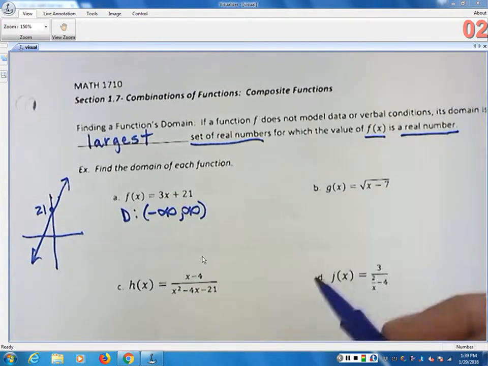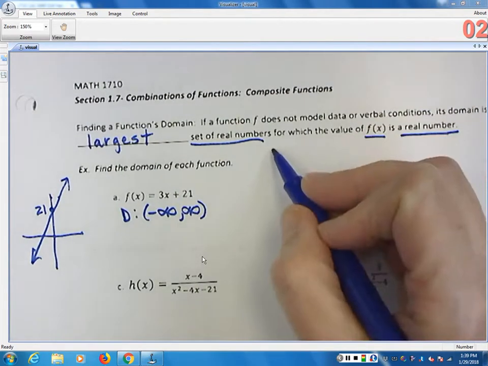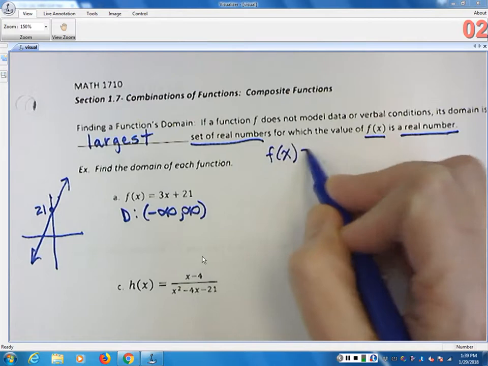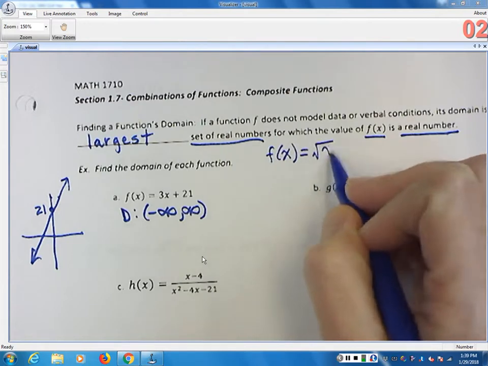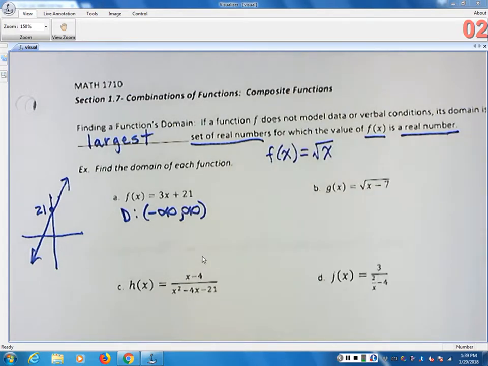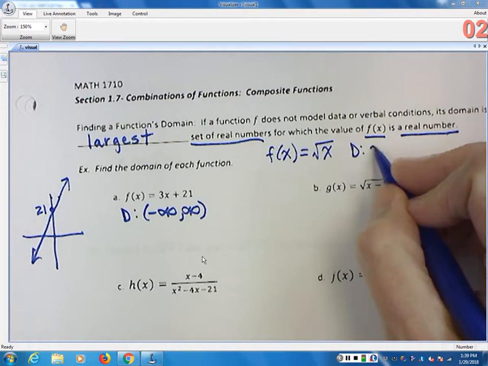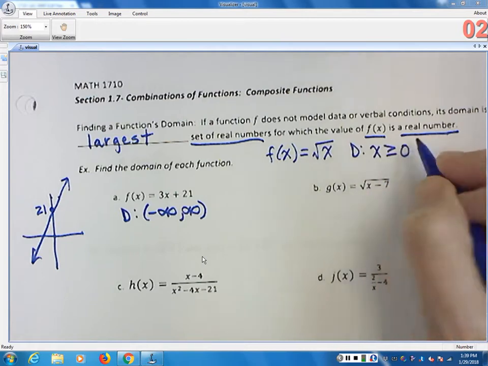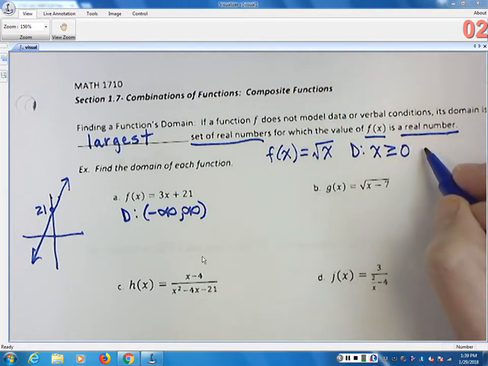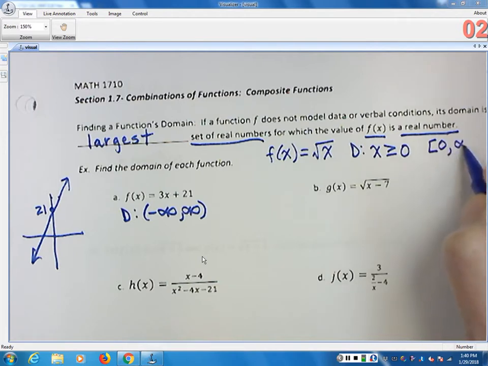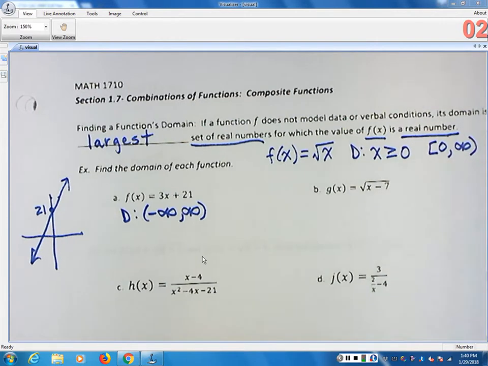But the reason we want to restrict domains is, if we have a square root of x function, we can't take the square root of a negative number. So the domain for this is that x has to be greater than or equal to 0. We write that in interval notation as 0 to infinity. We never use square brackets on the infinities.